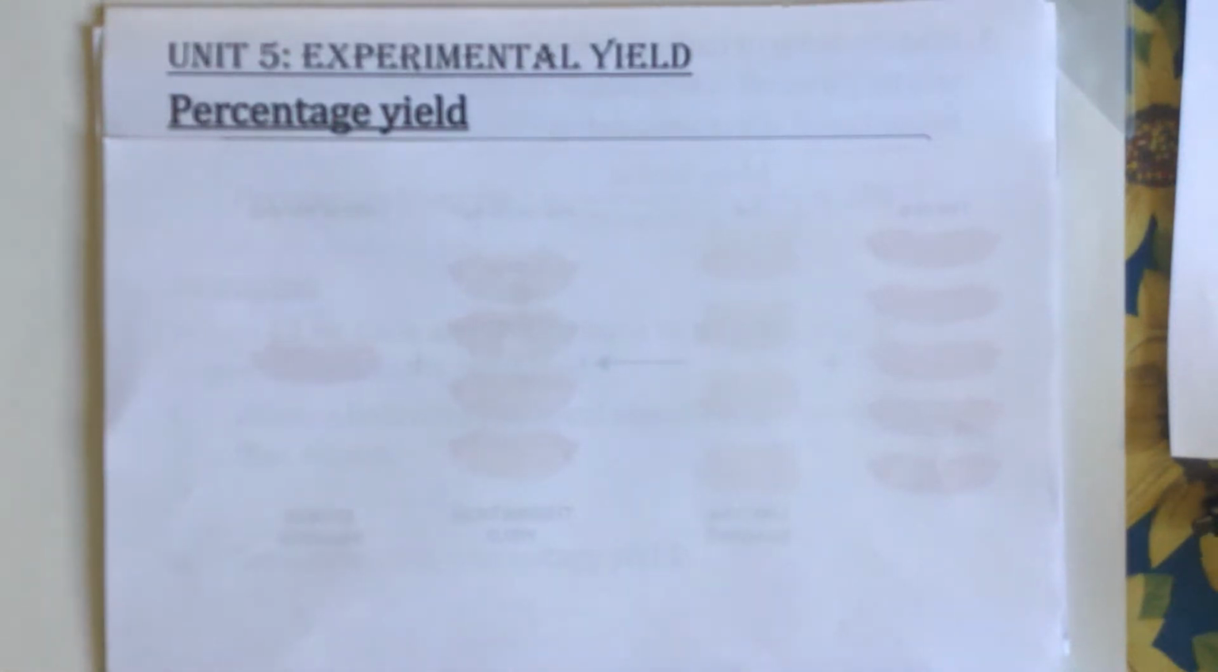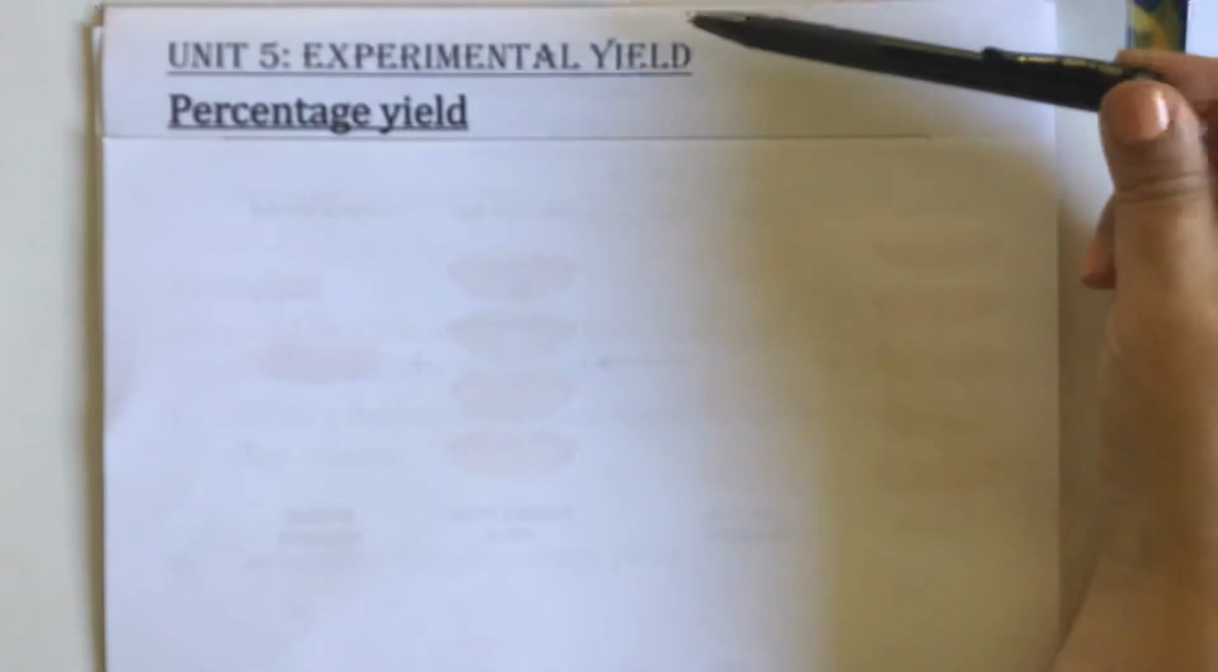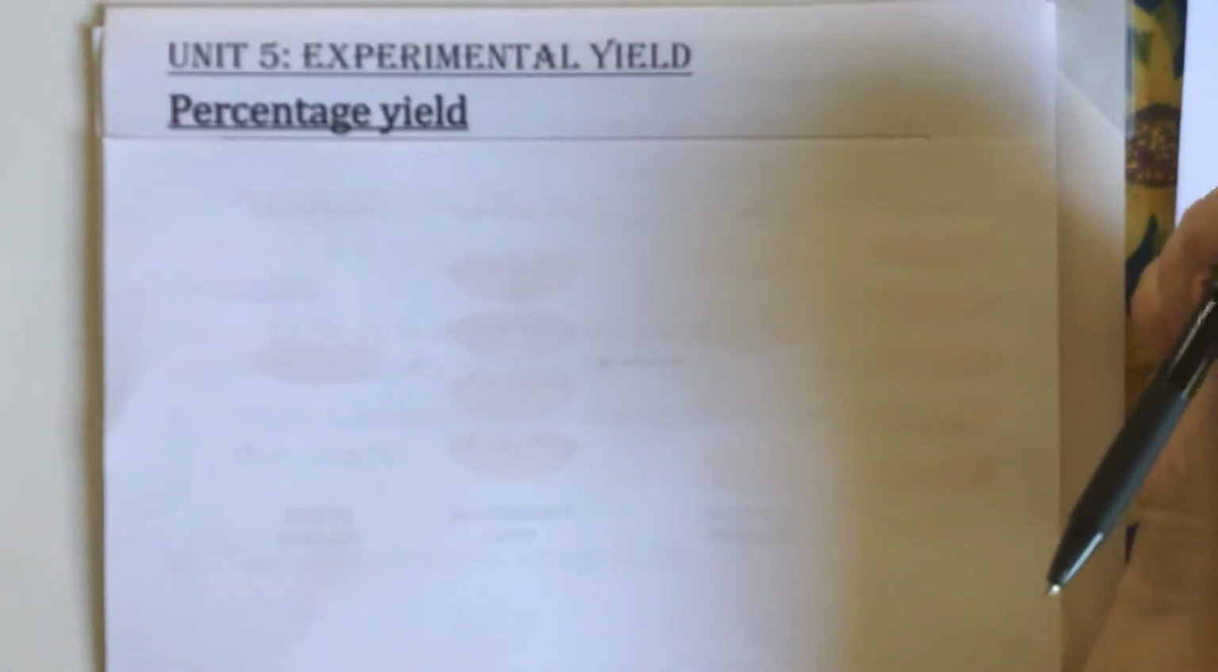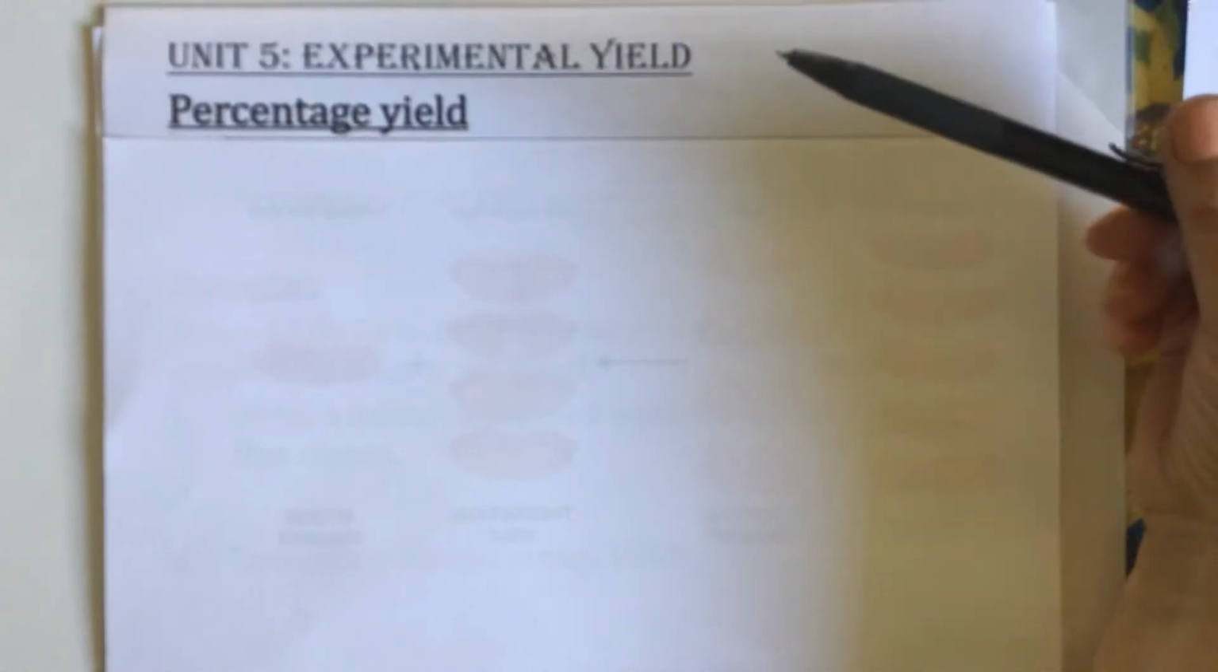Good day, grade 11s. In this lesson, we are going to look at Unit 5 of the module, and the heading says experimental yield. Now, first of all, the word yield refers to the amount of product that is formed. That is the yield that they are referring to here.